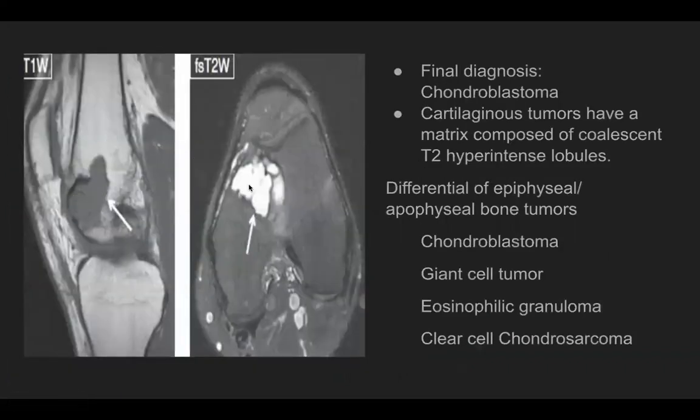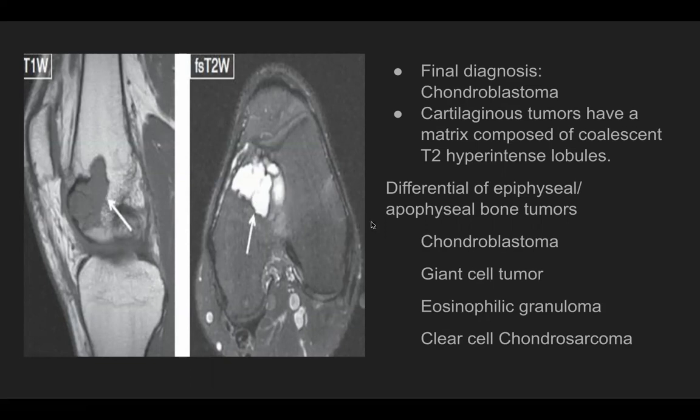On an MRI, we can see this is the typical signal of cartilage on MRI. Cartilaginous tumors will appear very hyperintense on T2. They appear as if there are locules of T2 hyperintensity which have coalesced into each other. So this appearance is very typical of cartilaginous tumors. And this is a chondroblastoma.